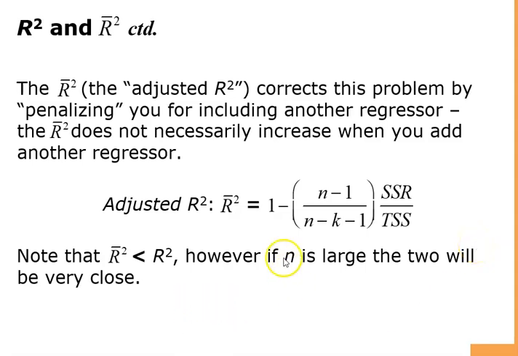But obviously in the case when n is large, this denominator will basically not be highly influential in affecting this total fraction. So whenever n is large, the two measures, R square and adjusted R square, will be very similar to each other.